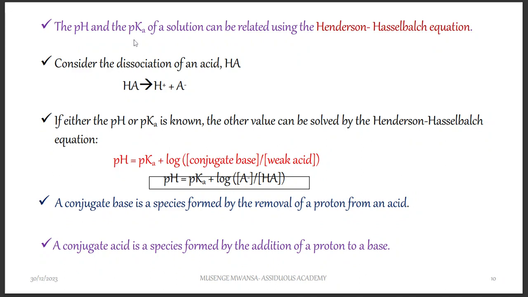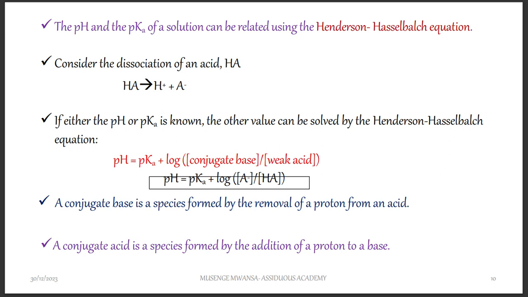And when you want to find the pH and the pKa of a solution, these can be related by what we call the Henderson-Hasselbalch equation. This is one equation that you wrote in chemistry. The Henderson-Hasselbalch equation is pH is equal to pKa plus log the concentration of the conjugate base over the weak acid. So always start with the base on top over the acid.